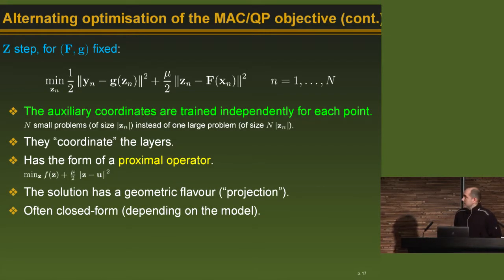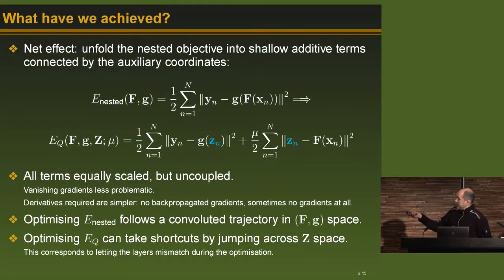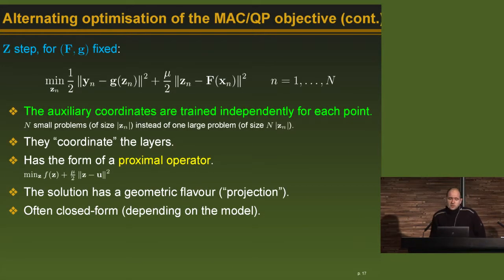The other step is the step over the coordinates. And looking at the objective function again here, you can see that the coordinates are separable for each data point. So then what we have to optimize, instead of a very big problem of size n times the size of the coordinate, is n problems, each one on the coordinate for a data point, which is a much smaller and simpler thing to do. The coordinates indeed coordinate the layers. They act as the glue between the layers.